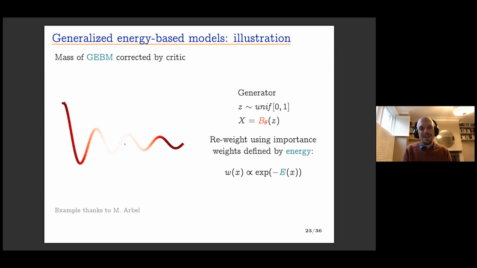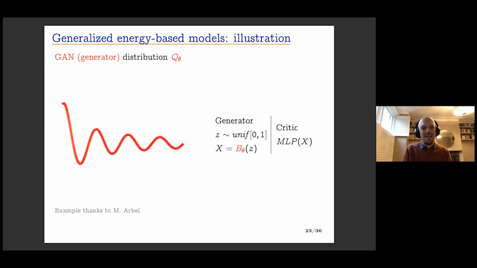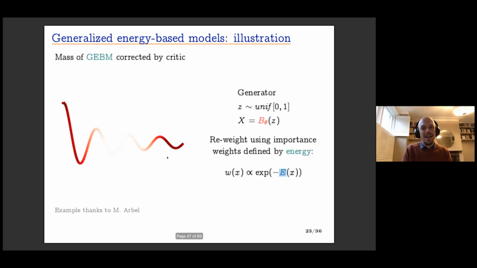So I've sort of left a little mystery hanging here. I've said that the critic function is going to give us this energy function, this importance weighting, which is going to take the incorrect weighting of the mass from my generator and refine it, place more mass on the ends. Okay, now let's see how it does that.